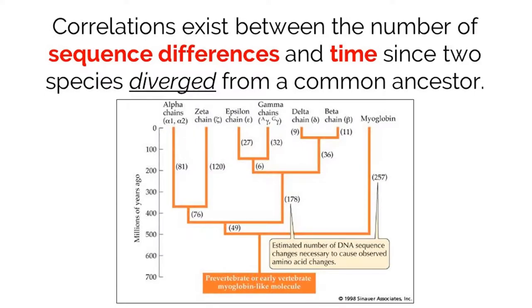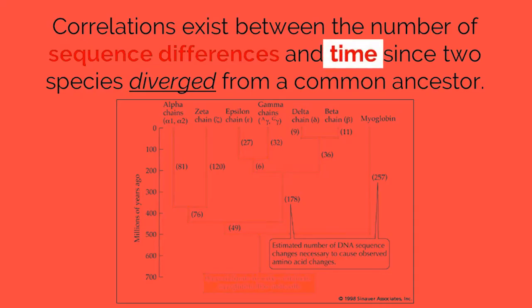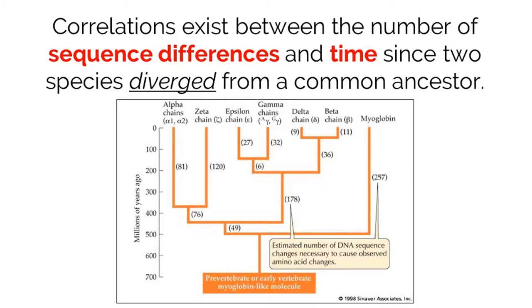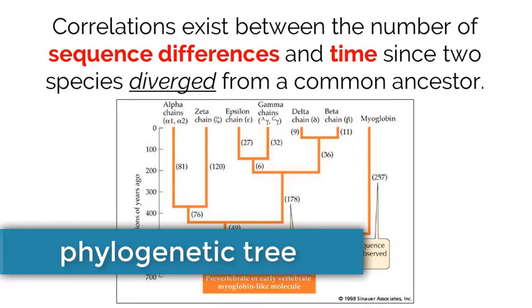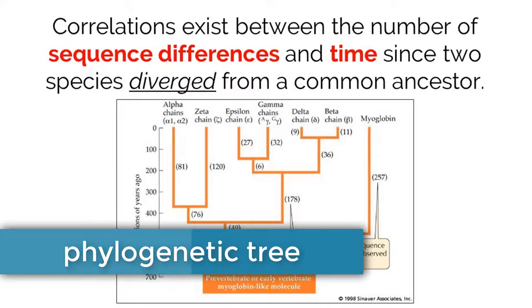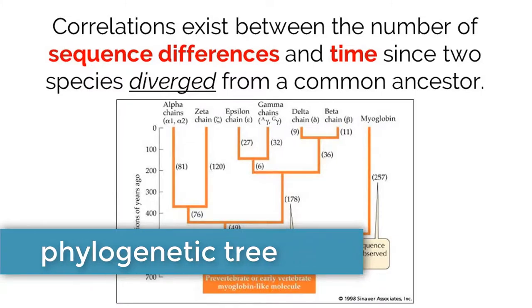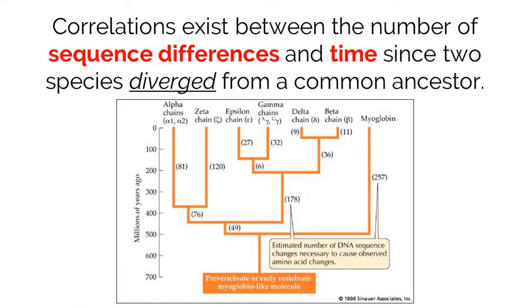Some versions of cladograms show the estimated amount of time the species diverged from a common ancestor. If time is shown, the diagram actually takes a new name called a phylogenetic tree. Scientists can use the correlation between sequence differences and time to construct phylogenetic trees.